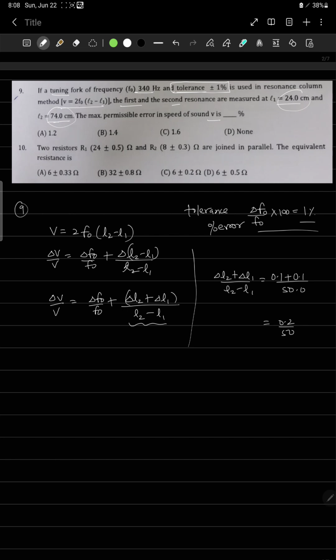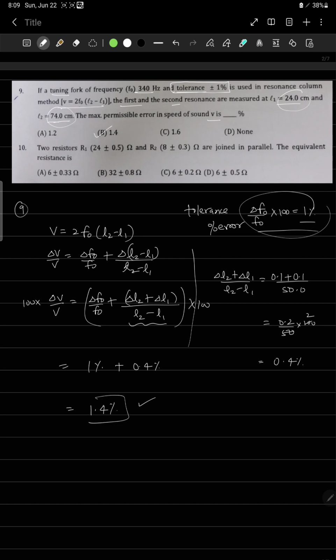So now if I put the value here and multiply by 100, what we'll get is 0.2, it's 2 times, so 0.4 it is, right, 0.4%. So I'll multiply with the 100 now on both sides. Now delta f naught by f naught into 100 is the percent tolerance, which is 1%, and this value is already calculated here, 0.4%. So if we add them, we'll get 1.4%. So option B is the correct answer.